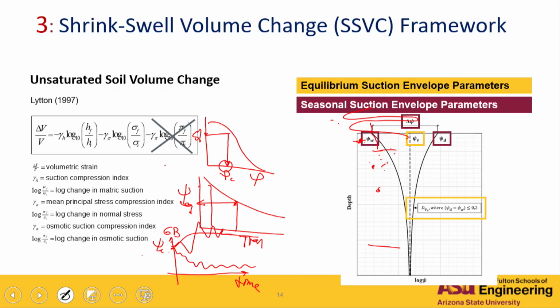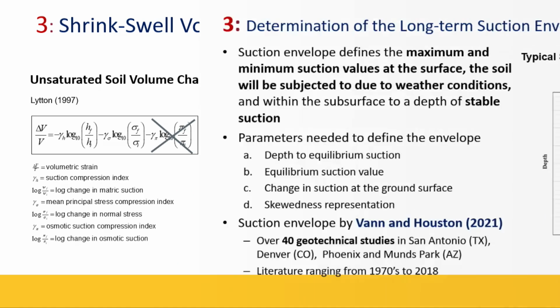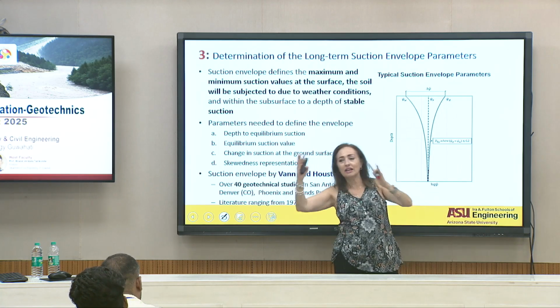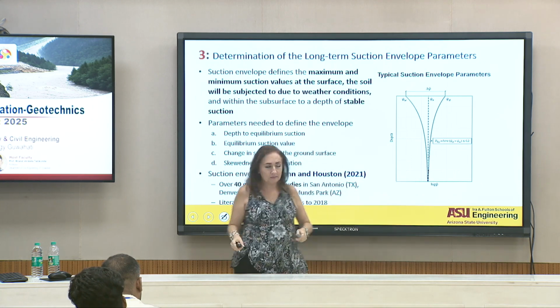And the seasonal suction envelope parameters show you the change in suction, the minimum and the maximum. You're going to say this one is the same, but what I'm talking about here is that you're going to have some skewing. It's not a beautiful symmetric cone. It can be more on the right-hand side or on the left-hand side.